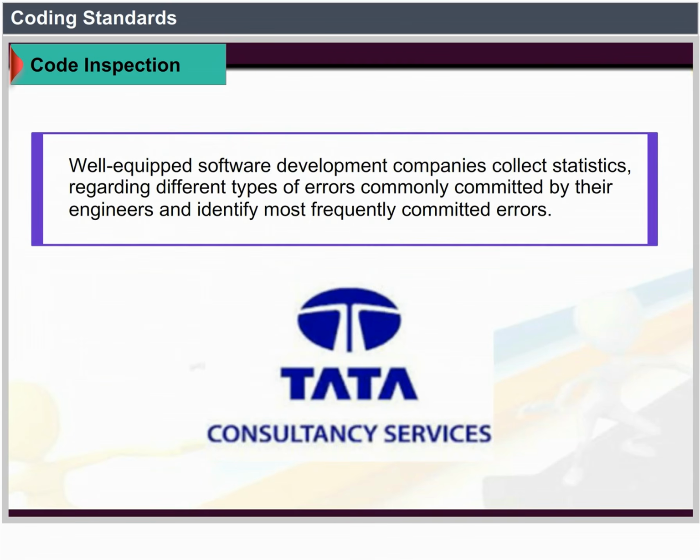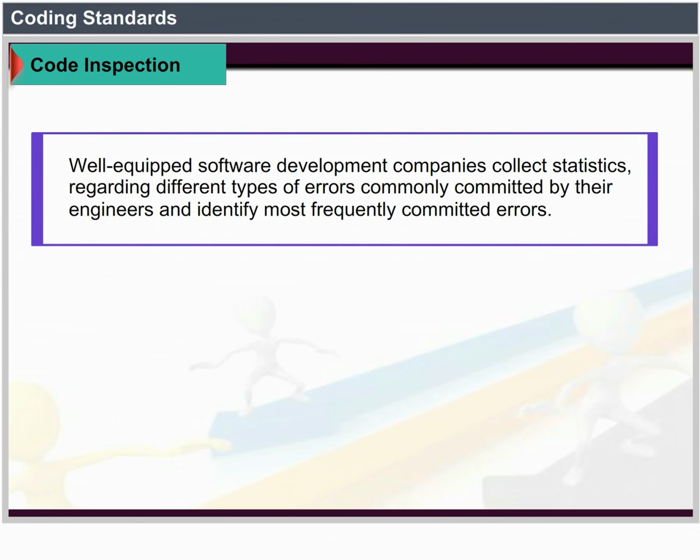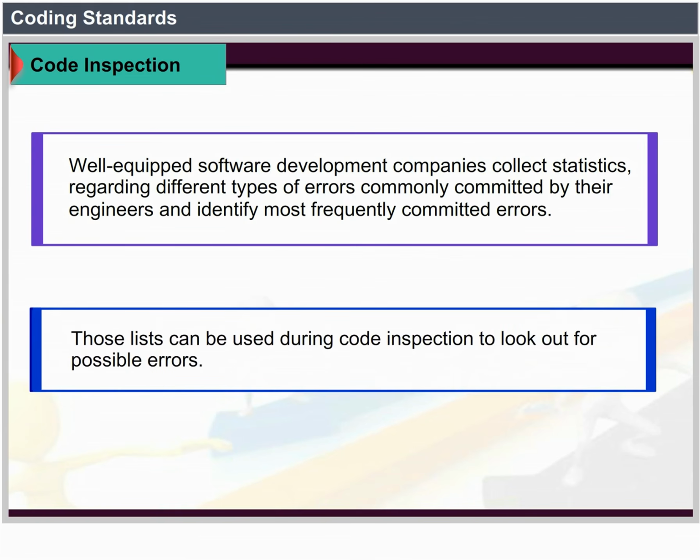Good software development companies collect statistics regarding different types of errors commonly committed by their engineers and identify the type of errors most frequently committed. Such a list of commonly committed errors can be used during code inspection to look out for possible errors.